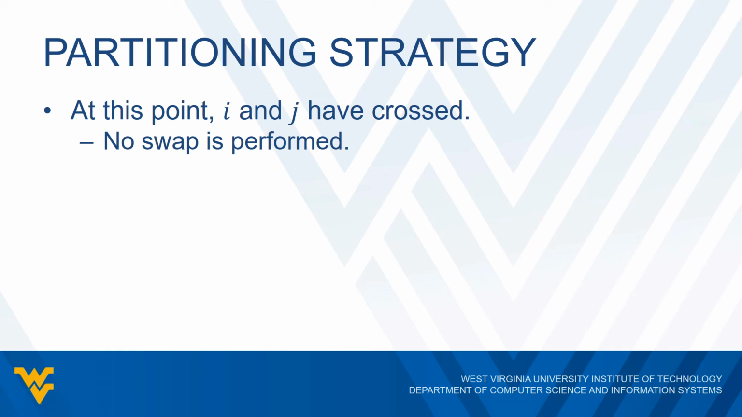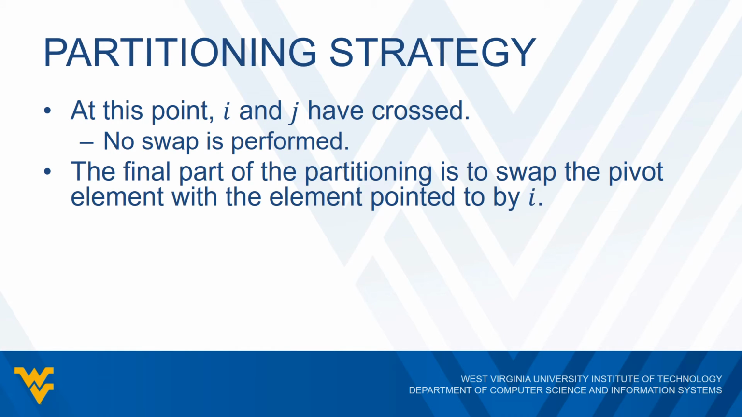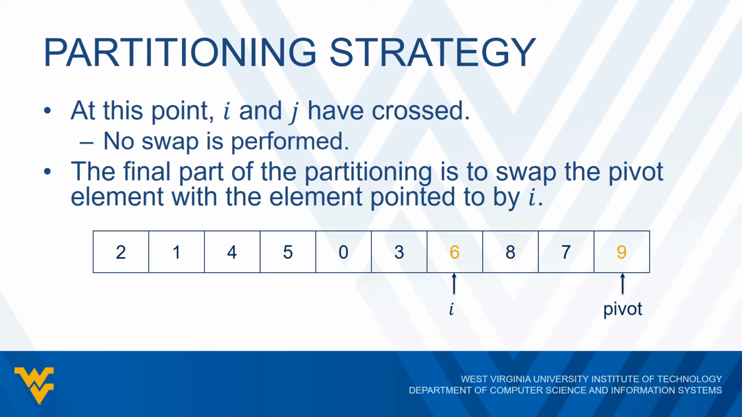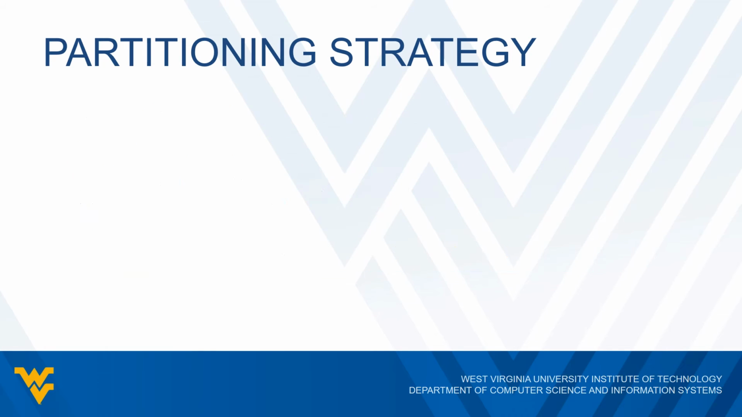So what about the pivot? Well, that's the final part. We need to swap the pivot with the element that's pointed to by i. Now, why it's i is because i is currently pointing to a larger element. So we would just simply swap it. If we go back to our example, we would swap the 6 and the 9. Our pivot was at the end of the array, and i was at that spot right there. But we would just simply swap the 6 and the 9.